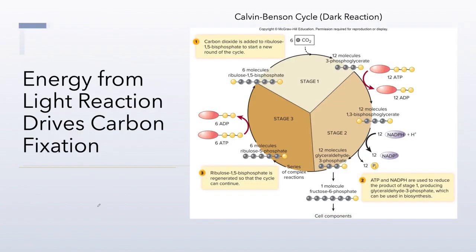So in the light reaction, we produced some ATP and some NADPH. Now that ATP and NADPH is used for the Calvin-Benson cycle, also known as the dark reaction. The reason for this is plants and photosynthetic organisms are taking inorganic carbon sources and converting them into organic carbon sources. They are doing this so that they can produce their own glucose molecules.